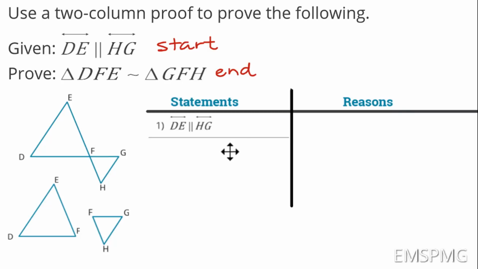So first things first, I always want to start with my given information. Those two lines are parallel, DE parallel to HG. Again, you want to use this information to help you create number two. I have no other given information.